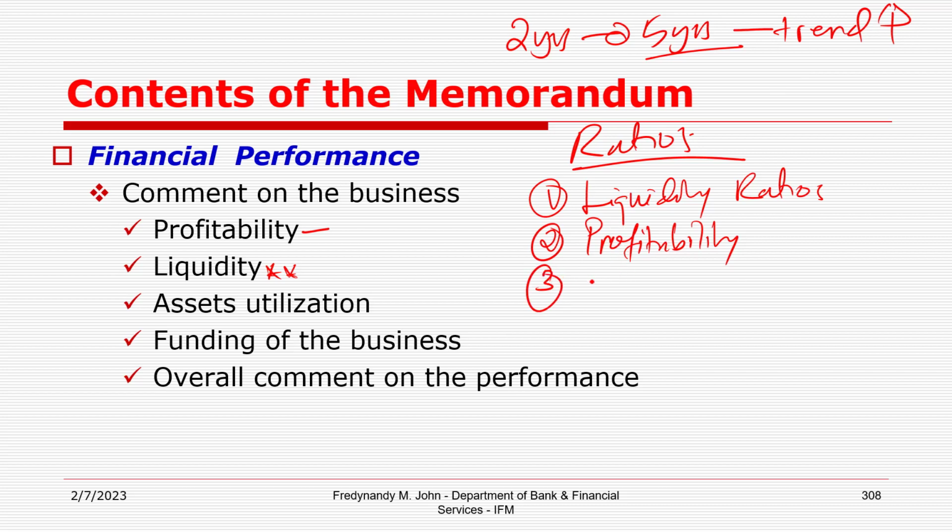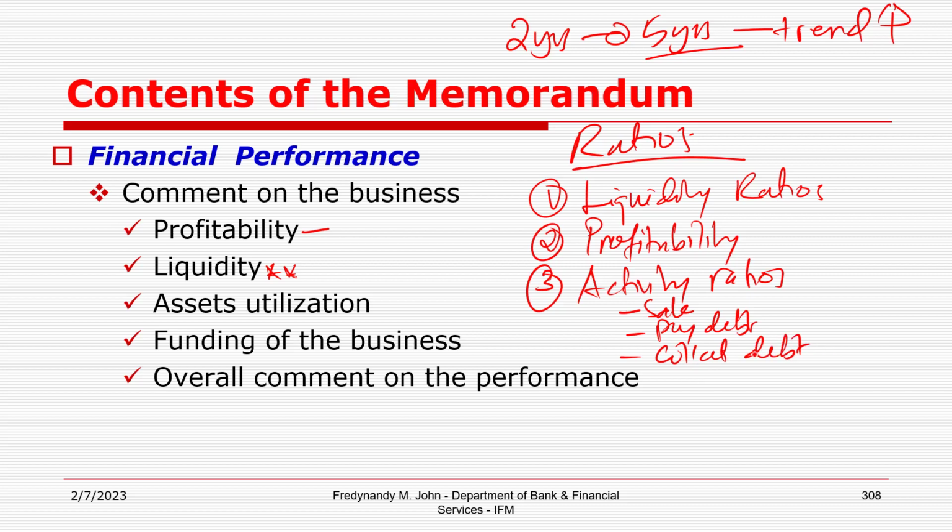Then you need to know how to compute activity ratio. From the activity ratios, you'll be able to tell the number of days this business takes to make sales, the number of days this business takes to collect debtors, and also the number of days this business takes to pay out its debt. Okay, so to sell, to pay debts, and to collect debts.